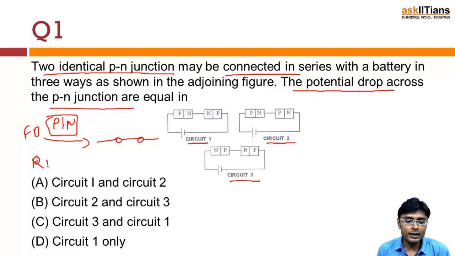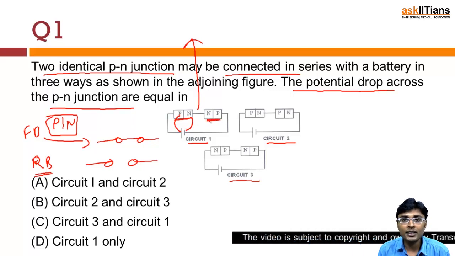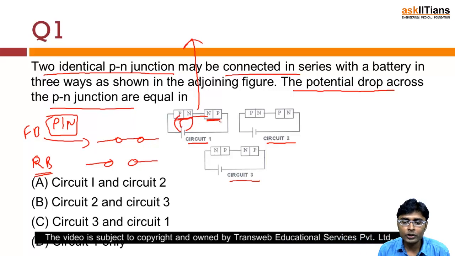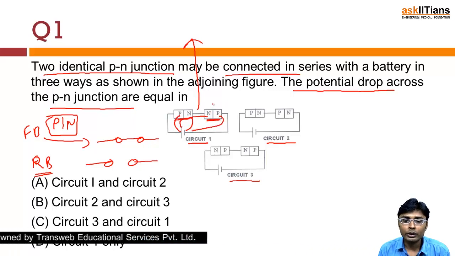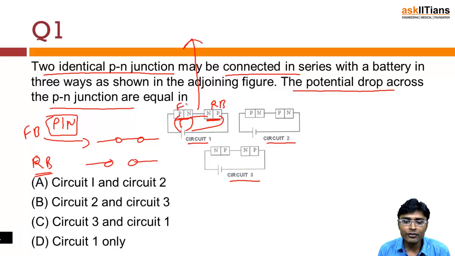While if a PN junction is in reverse bias, we can replace it by an open circuit, because it will offer maximum resistance, or infinite resistance we can say. So it will act as an open circuit. Now if we observe circuit number 1, the first PN junction is in forward bias, because P is connected to positive and N is connected to negative. While in the second PN junction diode, N is connected to positive and P is connected to negative. That means this is a reverse bias case and the first is a forward bias case, right?